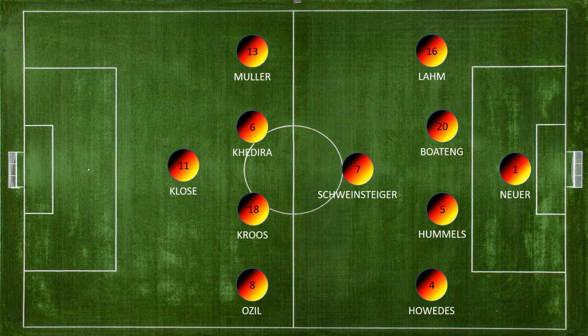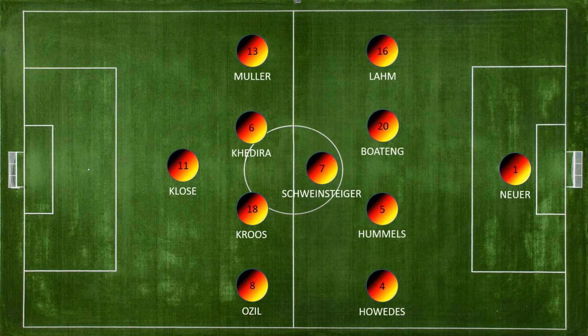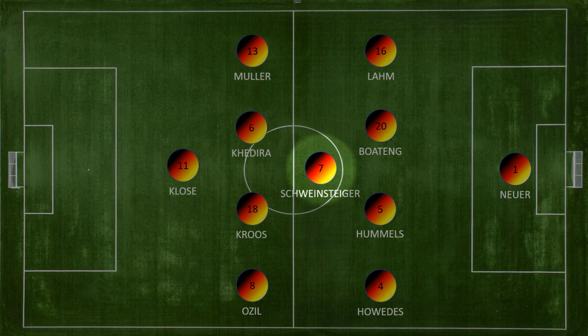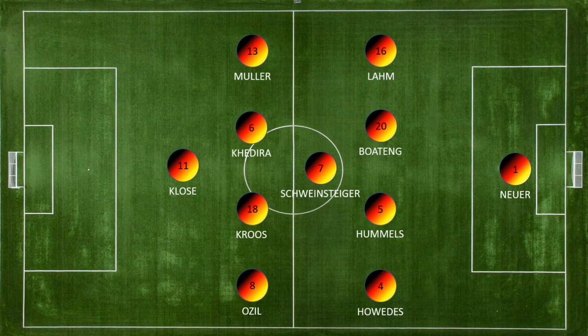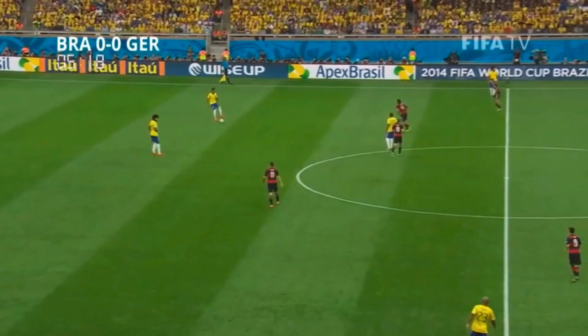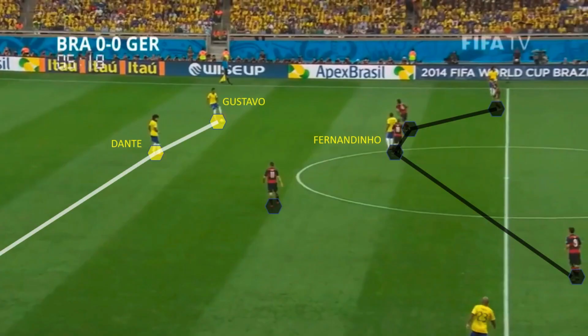Germany will use a high defensive line to limit Brazil's area of play. Bastian Schweinsteiger, as a defensive midfielder, will maintain the space between the lines by moving left and right or pushing forward. Early in the game, we saw Germany isolate Brazil's midfielders to prevent them from moving forward.